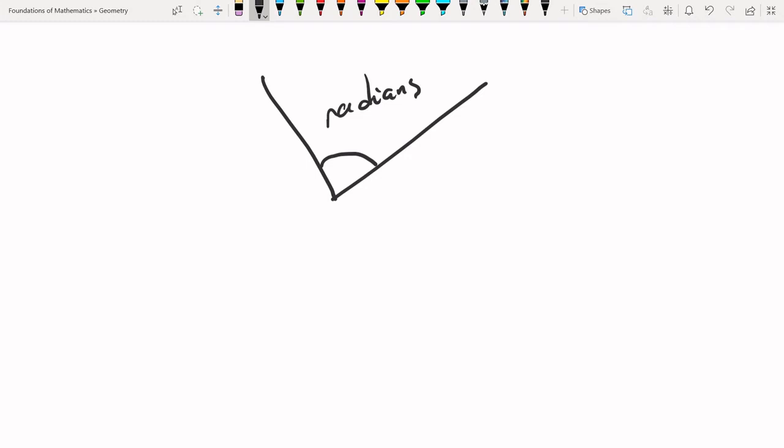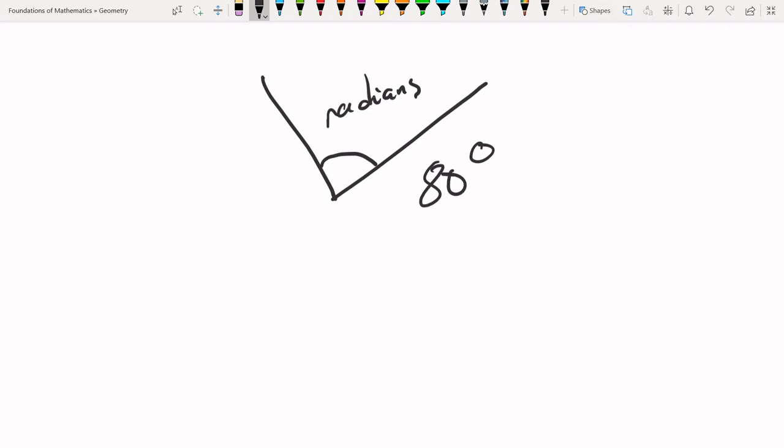Degrees, so the degree symbol is just a circle. So this angle looks to be about 80 degrees. It's not equal to radians. Radians are a measurement using pi, but we're not talking about that in this video.